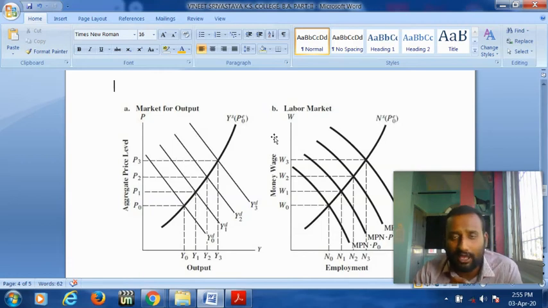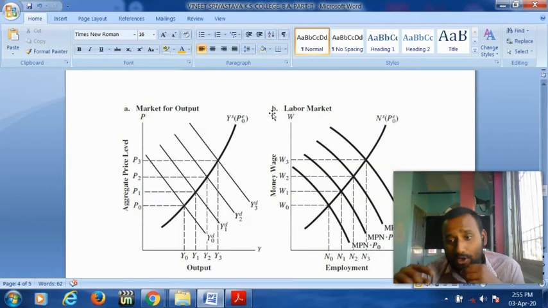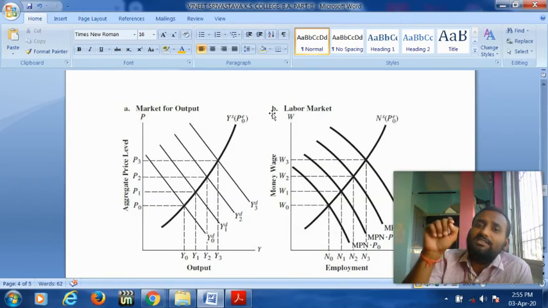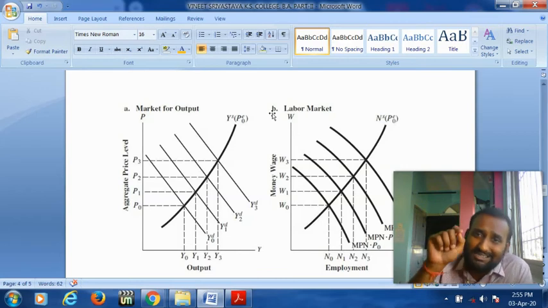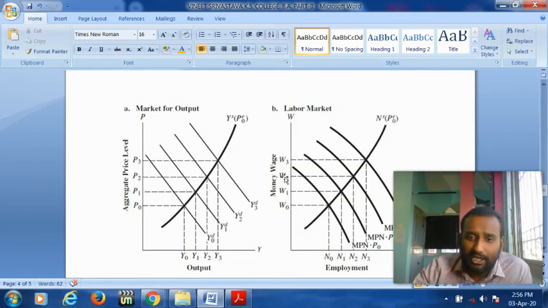Where will it shift as a result of an increase in expected prices? It will shift in the leftward direction. Why? Because an increase in prices will lead to a fall in real wages. You understand? W by P is your real wage rate, W being the nominal wage rate. If the nominal wage rate W remains constant, and it is divided by the price level P, the expected price level, which was constant prior to this, has now increased. So W by P has decreased, as a result of which the real wage has decreased. As a result of the decrease in real wage, what will the labor suppliers do? They will decrease the amount of labor being supplied, is it not? Because we have a direct relationship between real wage rate and labor supply.